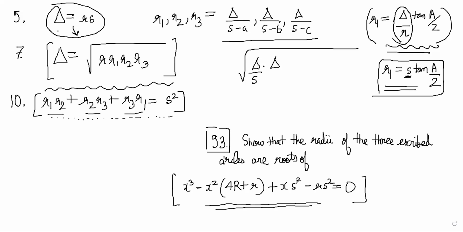Are you thinking? Yes, sir. I'm thinking we should look for the formula for the escribed circle radius, and then we need to do something with the polynomial. So think more. What will you do with the polynomial? Formulas for R1 you also know already. R1 is S tan A by 2; we have also written del by s minus a, del by s minus b, and so on. So what will you do then?